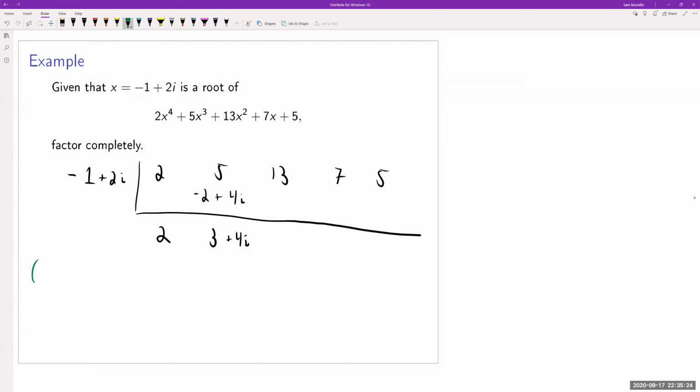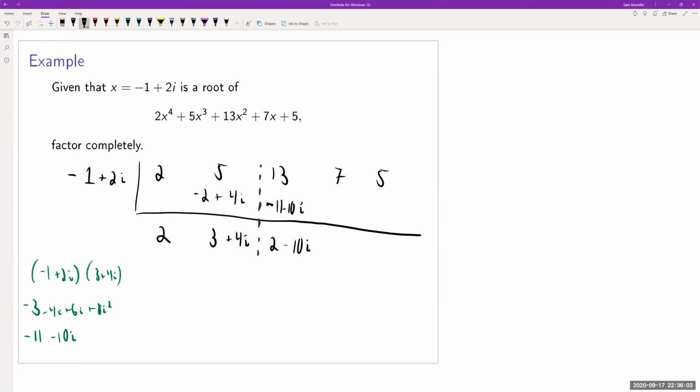So negative 1 plus 2i with 3 plus 4i gives me negative 3 minus 4i plus 6i plus 8i squared. So that'll be negative 11 minus 10i will be the result. Oh, whoops, big pen. We'll do it again. So this time 13 adds with this negative 11 to give us 2 minus 10i.